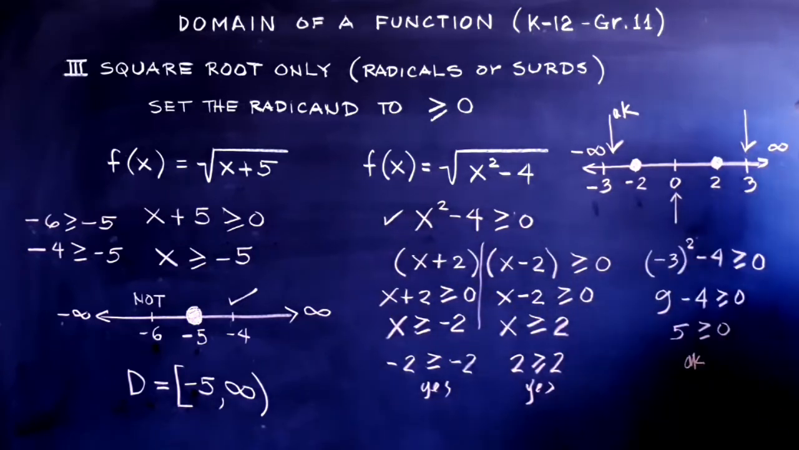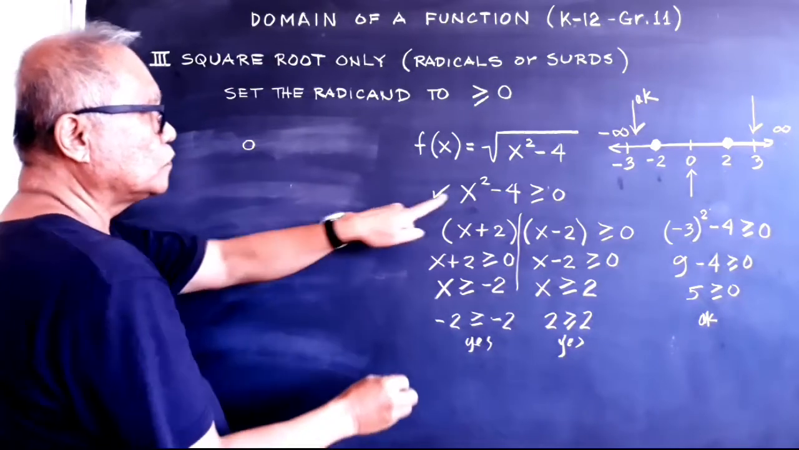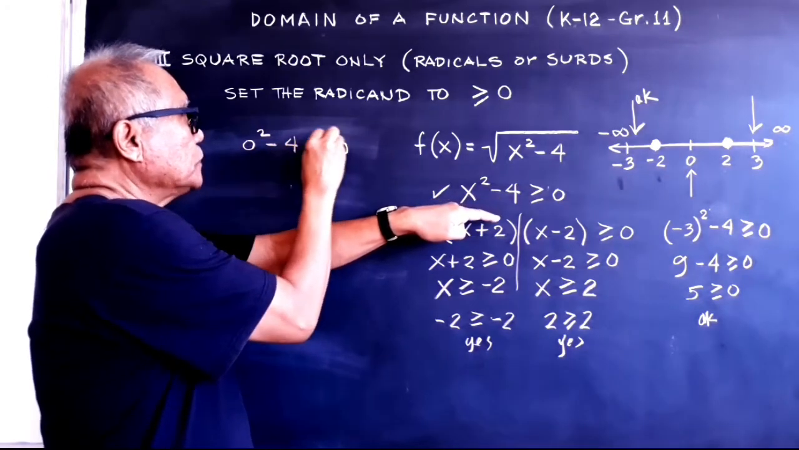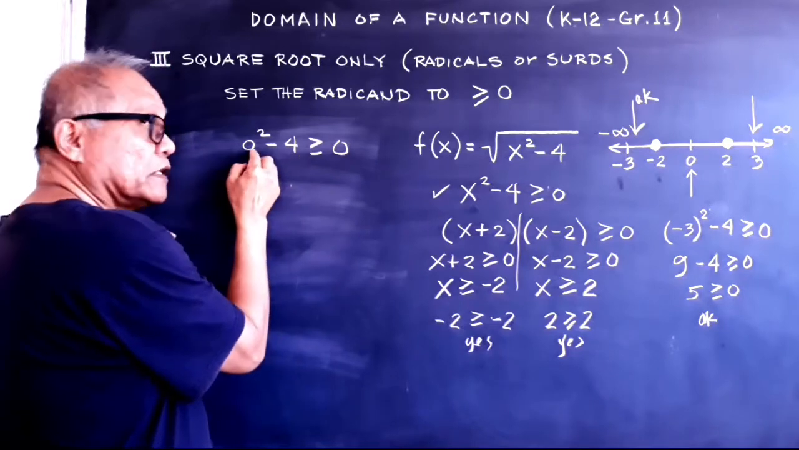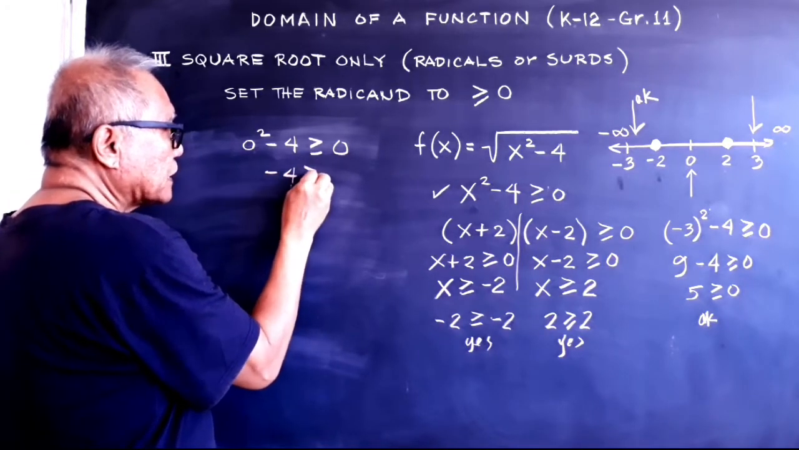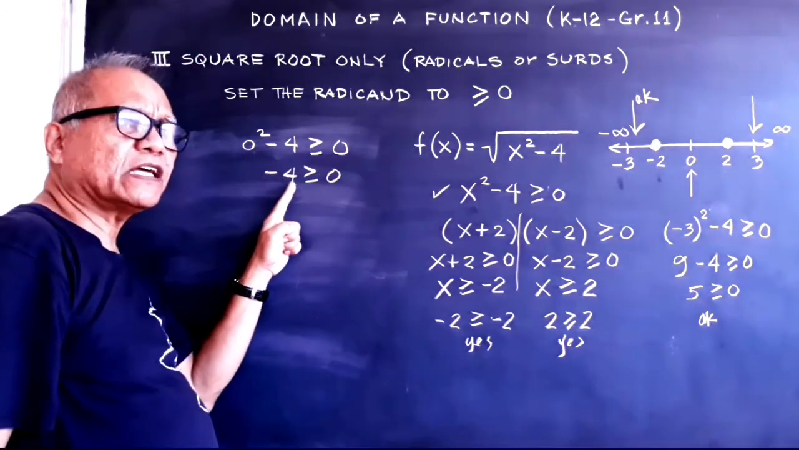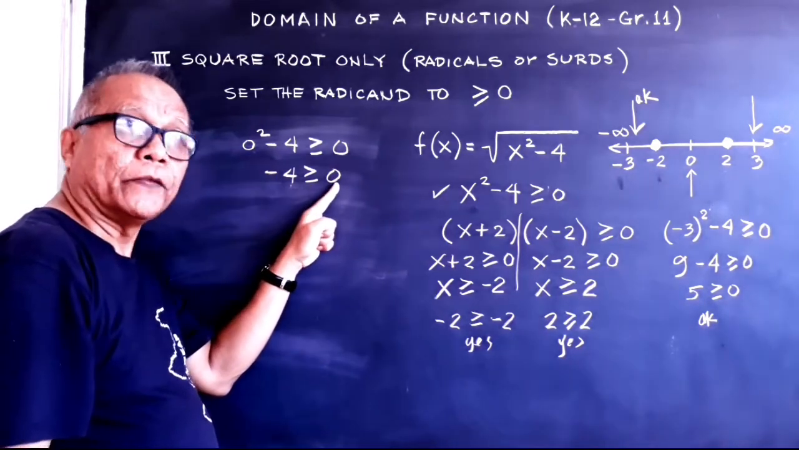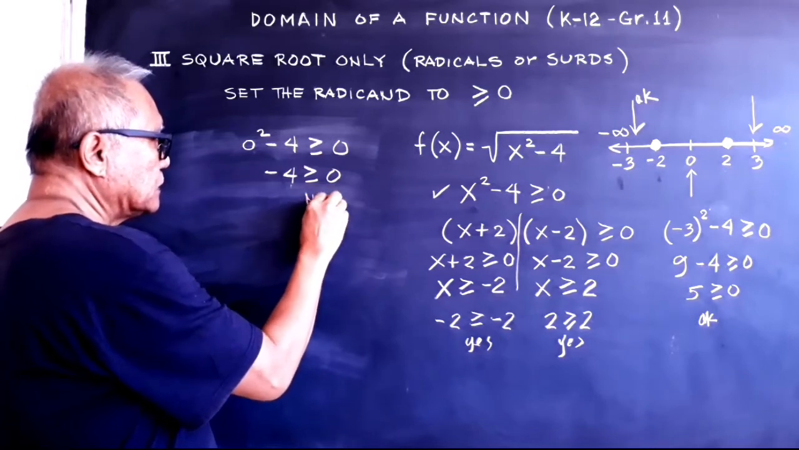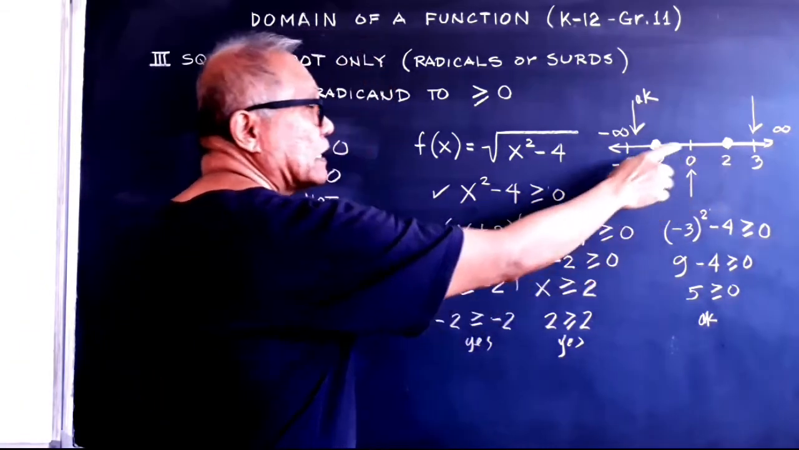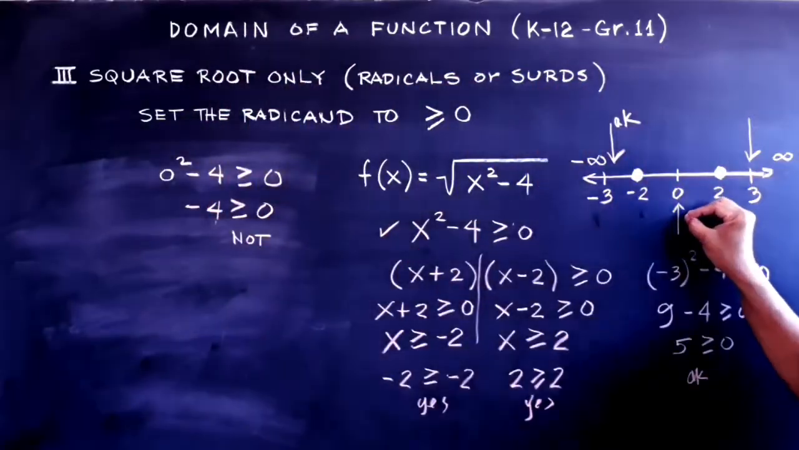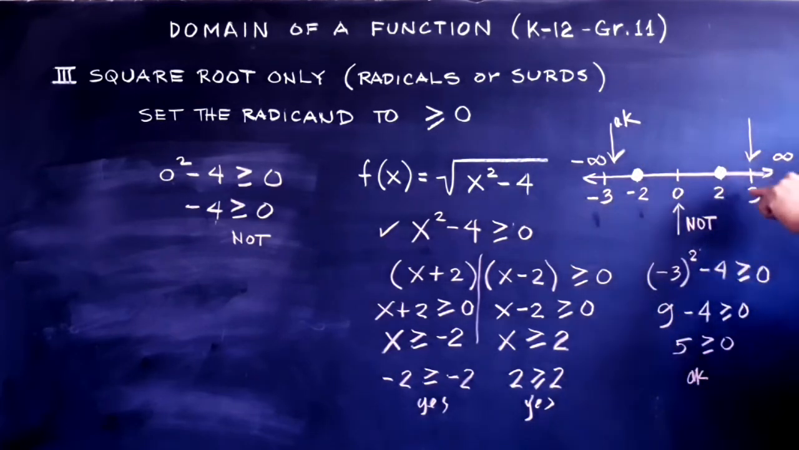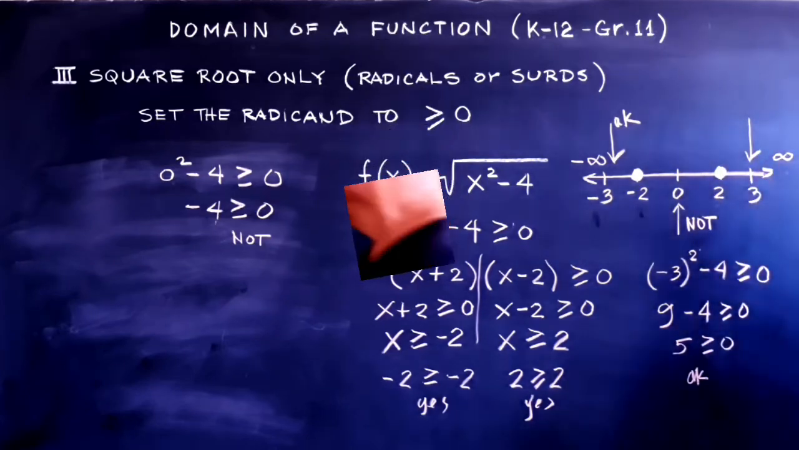Now let us check the 0. So for 0, we have 0 squared minus 4 is greater than or equal to 0. So here it's negative 4 greater than or equal to 0. Is negative 4 greater than 0? No, because it's on the left. Is negative 4 equal to 0? No. So this one is not. So this region here is not included. We have an okay there, and this region is not.